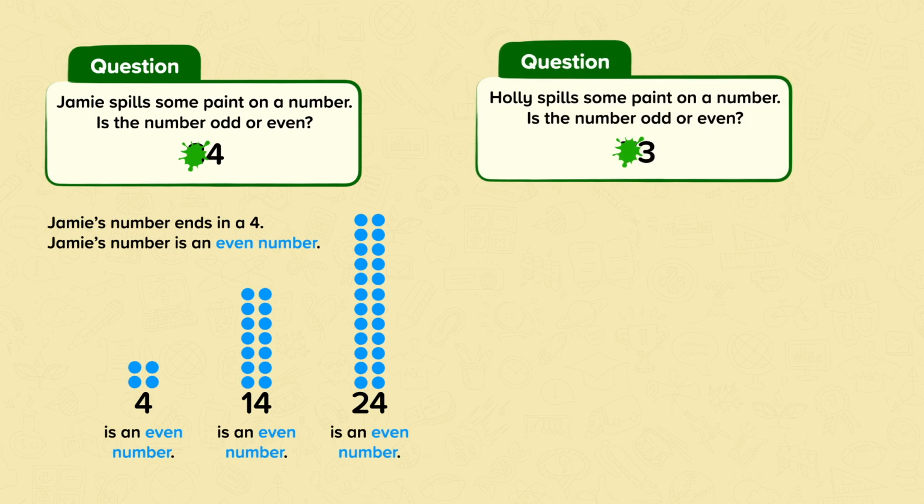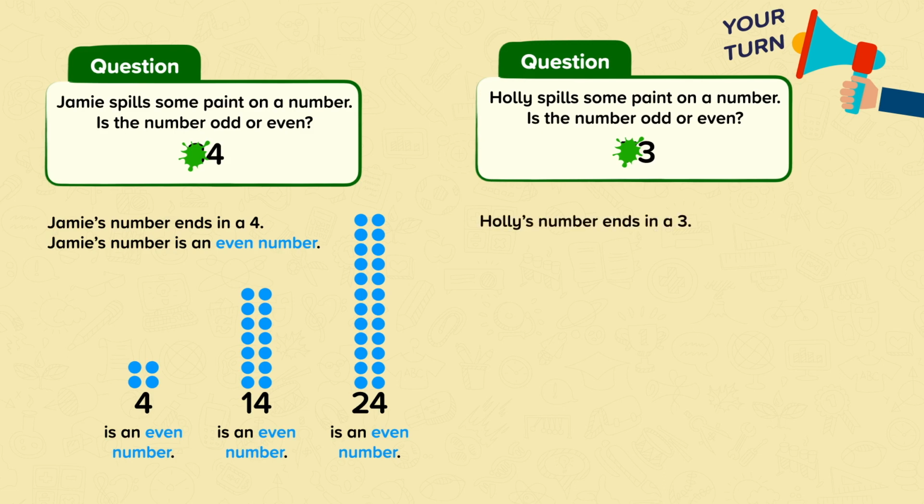Holly spills some paint on a number. Is the number odd or even? It's your turn. Pause the video now and have a go. Holly's number ends in a 3. Holly's number is an odd number. Let's look at some numbers that end in a 3.